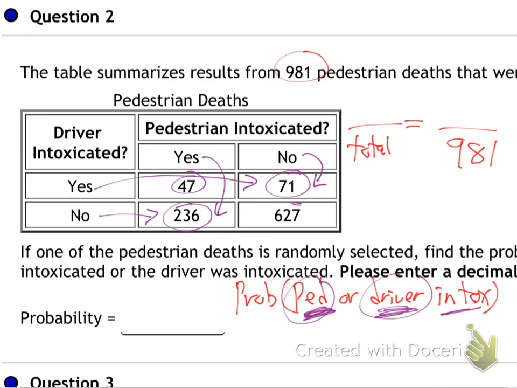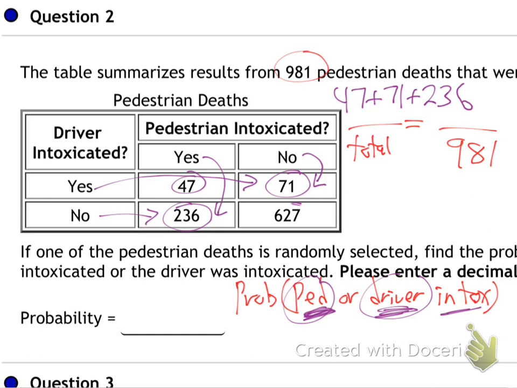So basically, in real life, if I said, out of all these, how many have either the pedestrian or the driver intoxicated? If I just said that sentence to you, just real life English communication, if I said either the pedestrian or the driver, you would naturally add these up. And that's exactly the right thing to do. Any order, doesn't matter. Just add them all up. Does that make sense? Because all those cases, either the pedestrian or the driver are intoxicated.